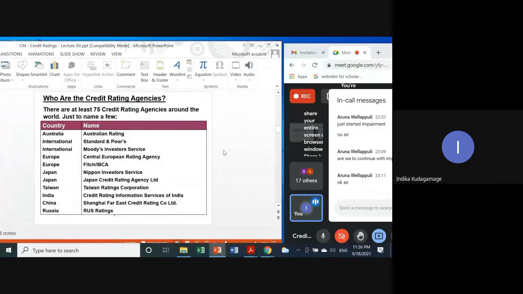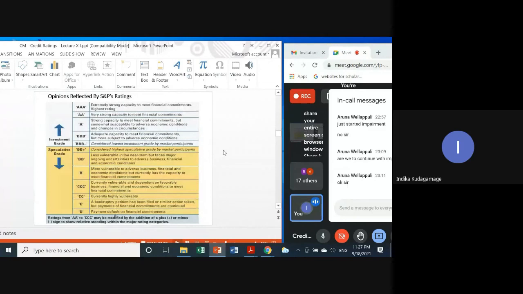There are 75 rating agencies in the world, as I told you earlier. These are a few of them. You have to memorize this. They have asked questions from this one as well. The blue one, the top one, is investment grade. That means any company or debt instrument which is good for long-term investment is in the investment grade. Triple A is the best grade. Default is the lowest grade. BBB minus and above is investment grade.